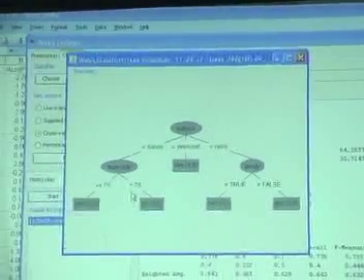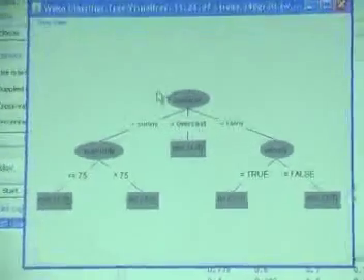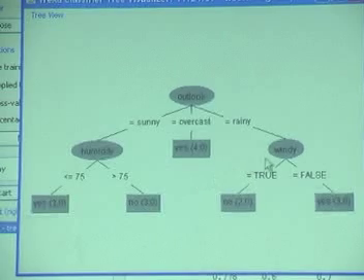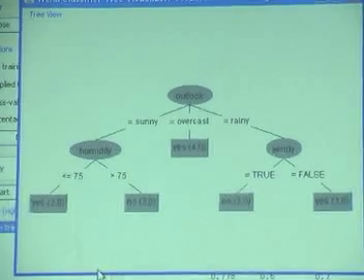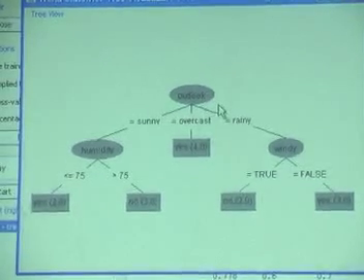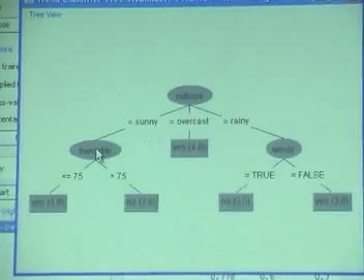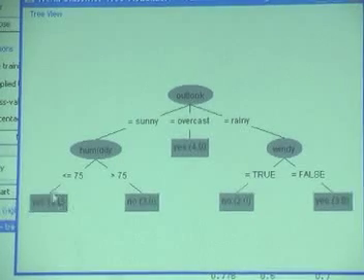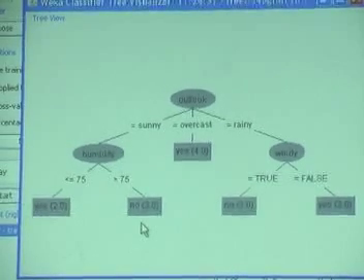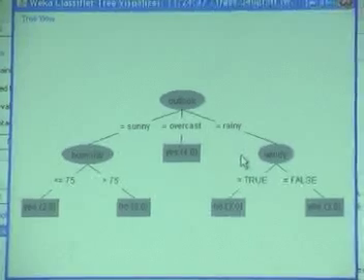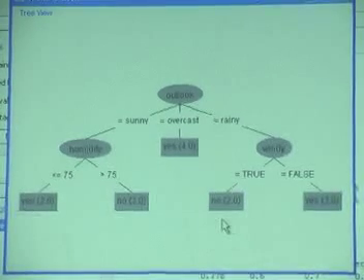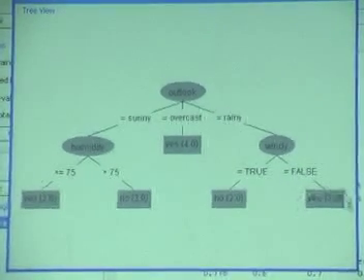You see, in this tree, outlook is selected first. Humidity is the second one, and windy is of equal importance. How does a student take the decision? If the outlook is sunny, then he will look at the humidity. If humidity has a certain range of values, then he will decide yes or no. Similarly, if it is windy and the value is true, he will decide no. If it is false, he will decide yes.